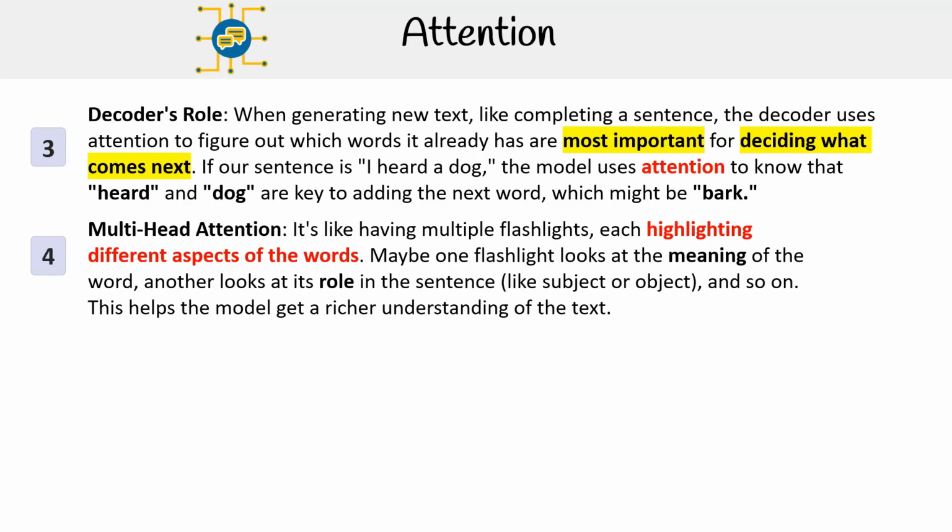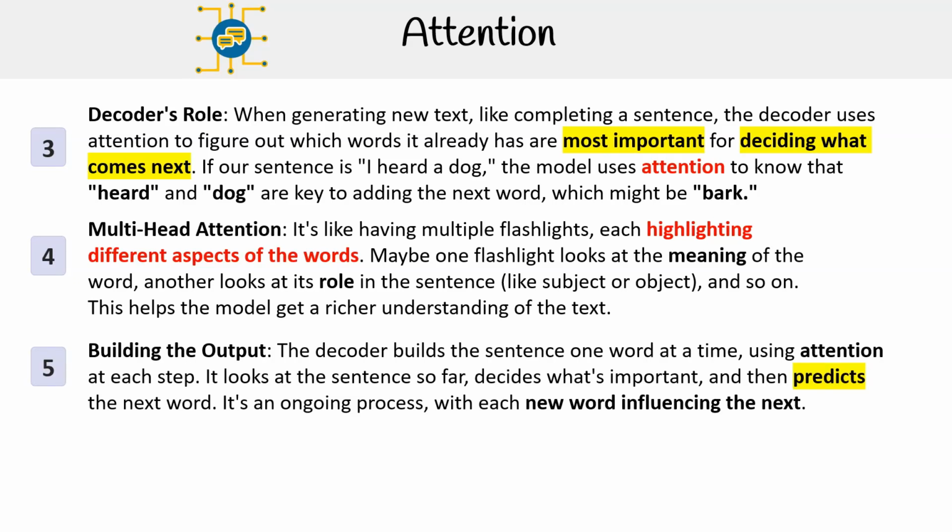Multi-head attention: this is like having multiple flashlights, each highlighting different aspects of the words. Maybe one flashlight looks at the meaning of the word, another looks at its role in the sentence, like subject or object, and so on. This helps the model get a richer understanding of the text.